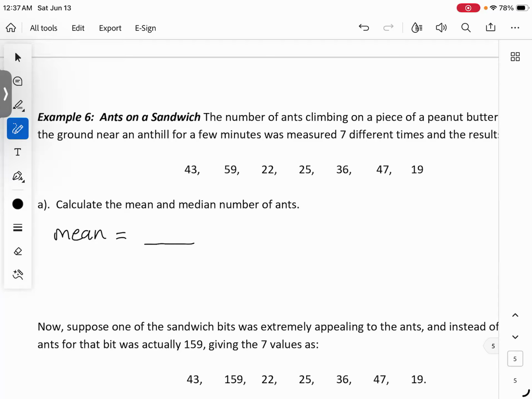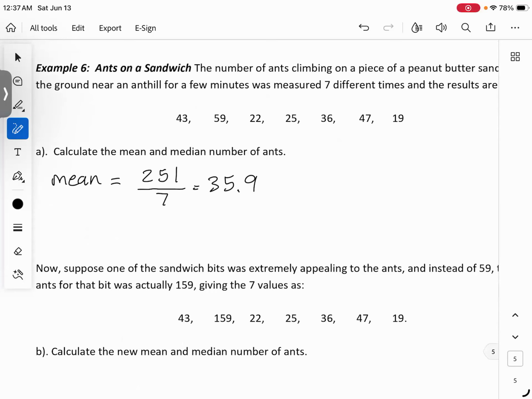But again, I'm going to go ahead and do it, and pause me if you want to try it first. I get 35.9. And then let's do the median. Remember, for this you have to put them in order, and then whatever number is in the middle is the median. I've already done this one ahead of time. If you want to pause the video and try it before I spoil it, please do so.